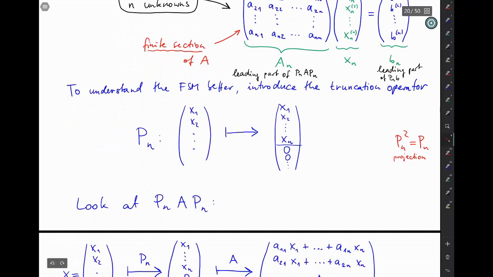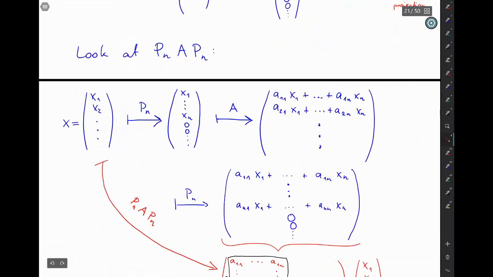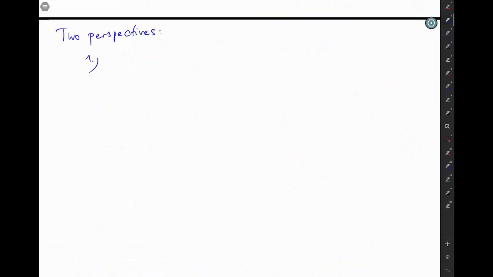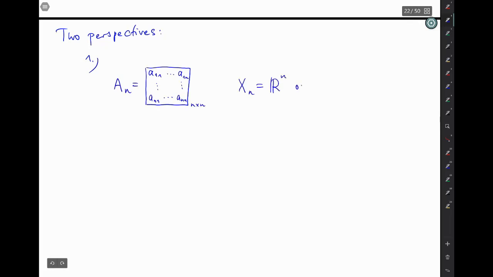Okay, so that gives us at least two ways to look at things. The first one is you say An is this n by n matrix, this finite section of A, and the space where this operator is acting on must be Rn, or well, maybe Cn. So just vectors of length n, arbitrary entries.